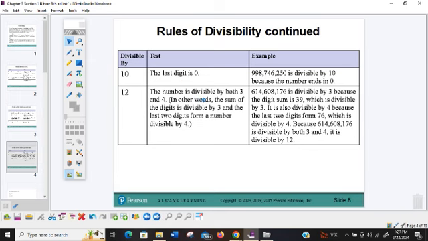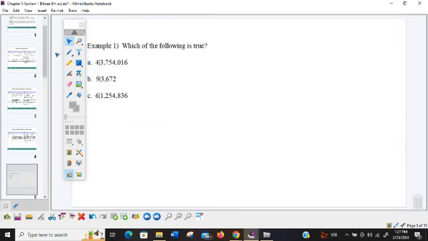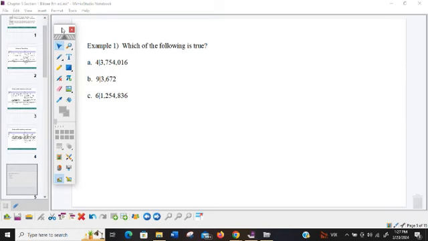12 is a little bit trickier. It's not as useful. You have to see if it meets the rules for 3 and 4. Okay, so add them up, and if 3 goes into it, then check the last 2 digits. If 4 goes into those, then you know it's divisible by 12. So let's try one example real quick. This says, is this true or false? Does 4 go into 3,754,016? The rule for 4 is to check the last 2 digits. 4 does go into 16, so this one would be true.